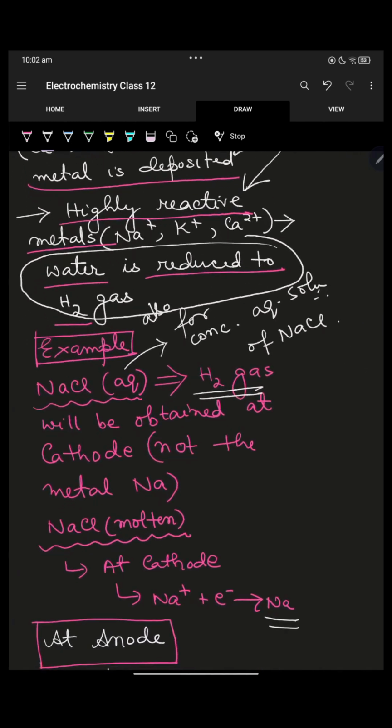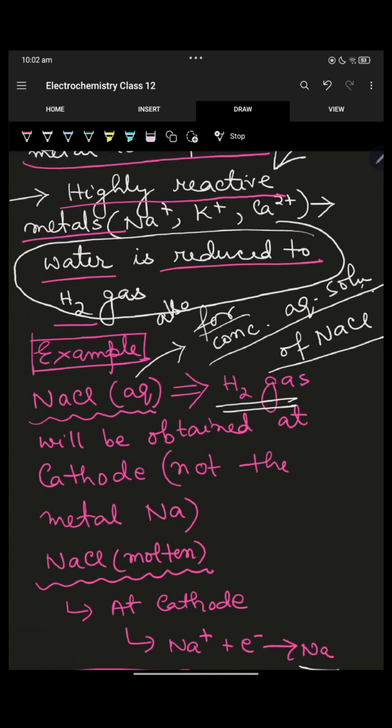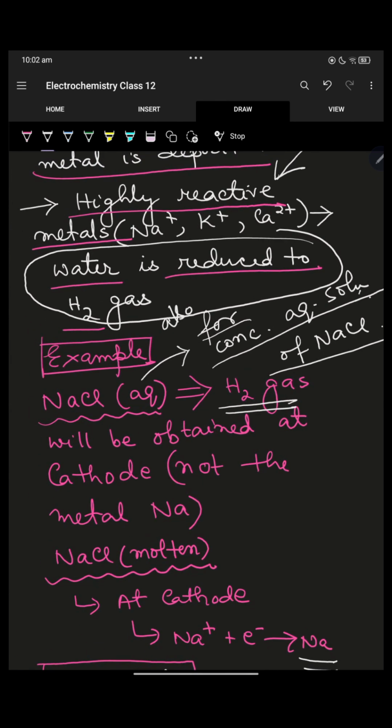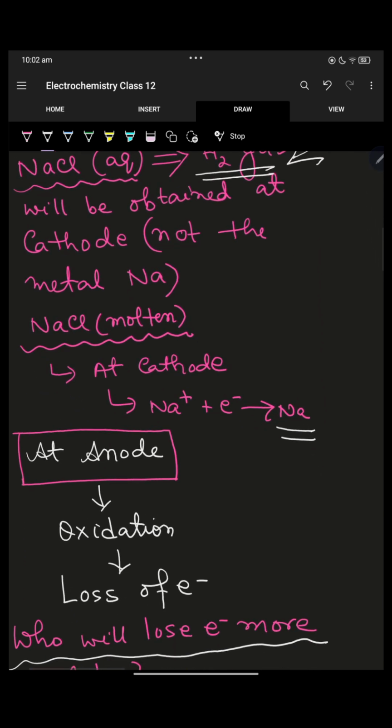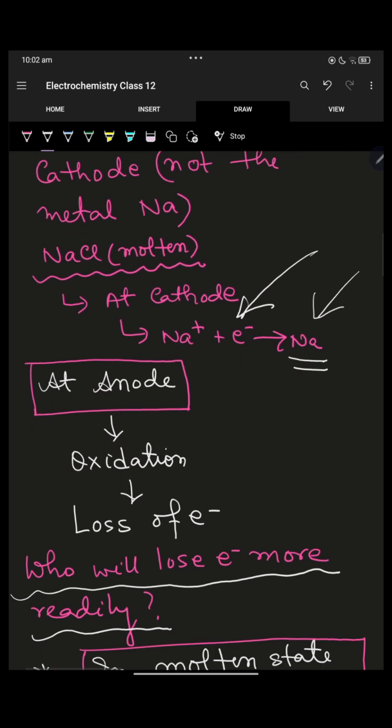Let us see some examples. In the concentrated aqueous solution of NaCl, sodium is considered a highly reactive metal. So in this case, hydrogen gas will be obtained at the cathode, not sodium metal. NaCl in its molten state at the cathode: the Na+ ion gains an electron and forms Na. Why? Because in the molten state, only the metal ion is present.